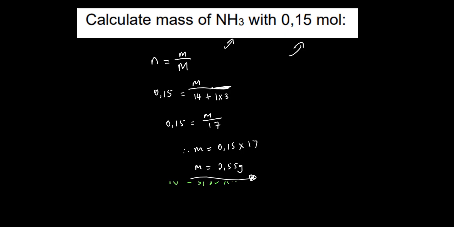So I'm pretty sure that at this point you are very much confident in using the formula n is equals to m over M. Understand that the number of moles are crucial in answering this type of questions, but it's also a nice formula to use to get the number of moles of a substance. Whenever you are given the mass of a substance, you calculate the molar mass from the periodic table, and then you can get the number of moles of any substance there.